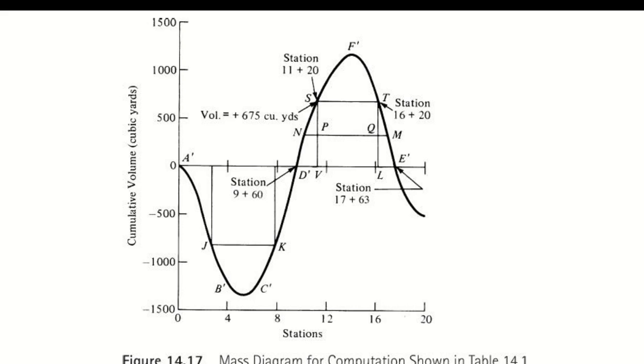Clear? And how do I get these points, J, K, S and T? I have to do what? 500 minus.